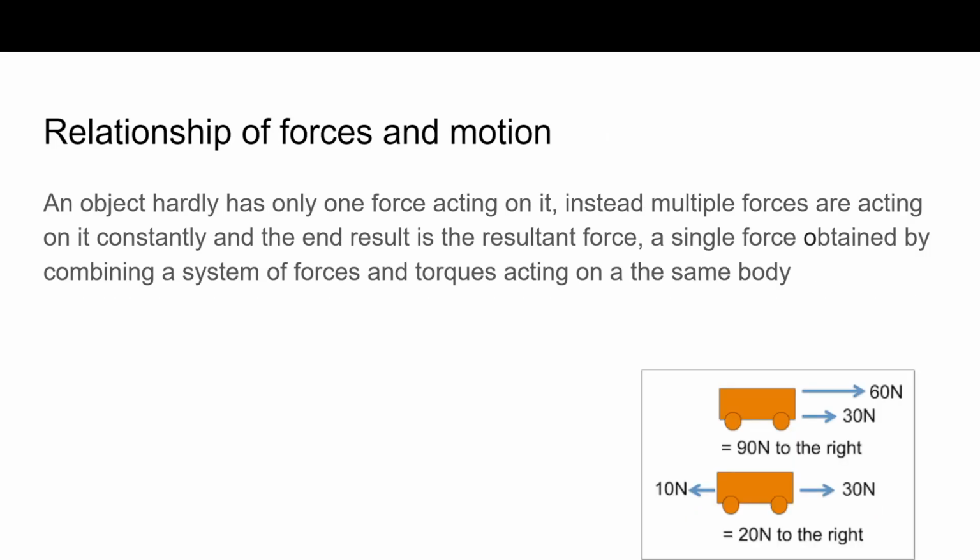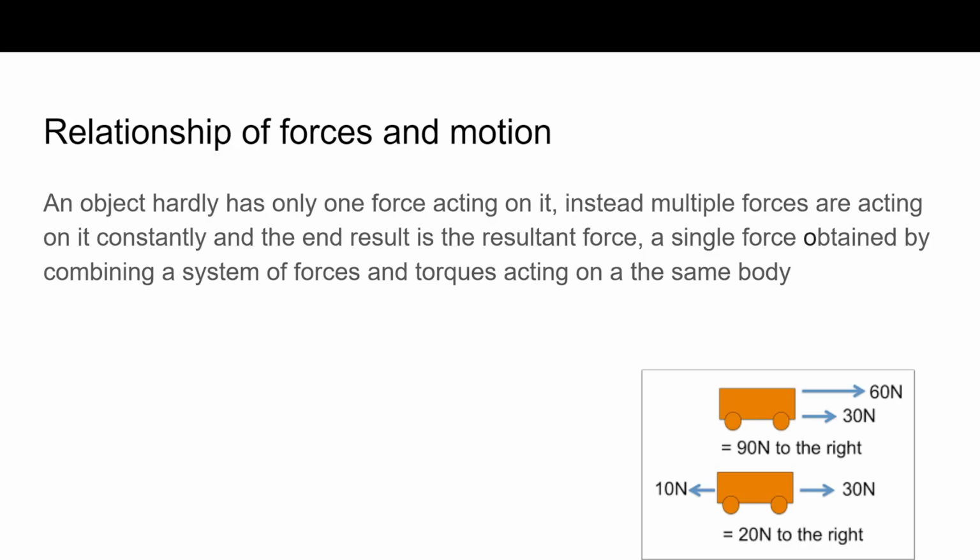So, how do forces affect motion? Well, in reality, an object hardly has only one force acting on it. Instead, multiple forces are acting on it constantly. This forms a single force that controls the movement of the object, known as the resultant force, obtained by combining a system of forces acting on the same body.